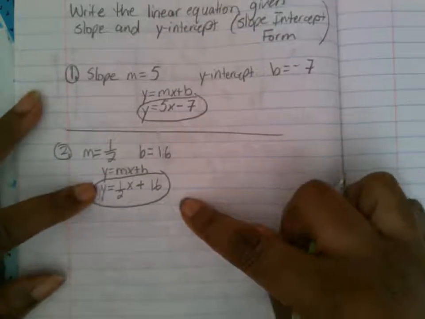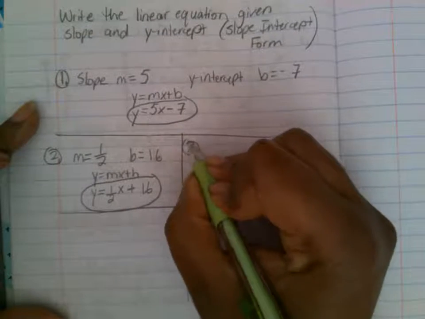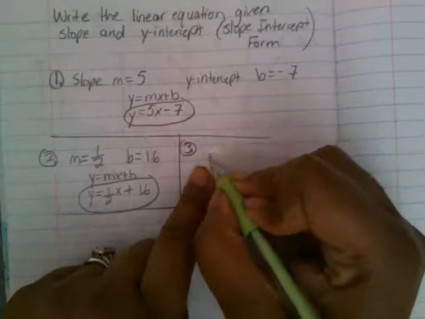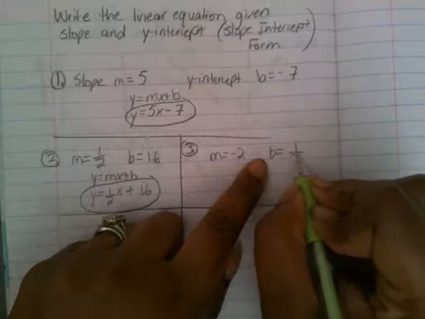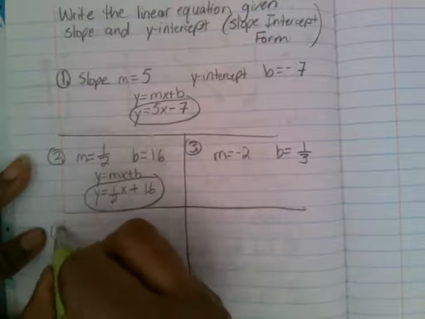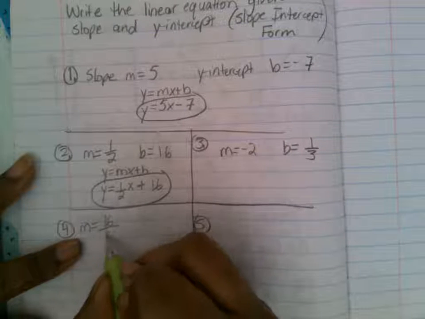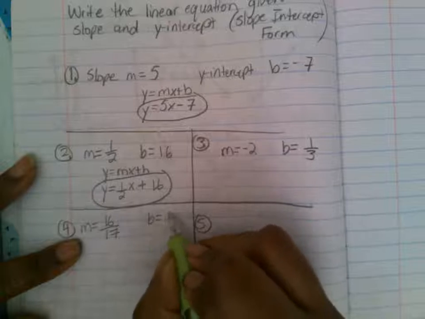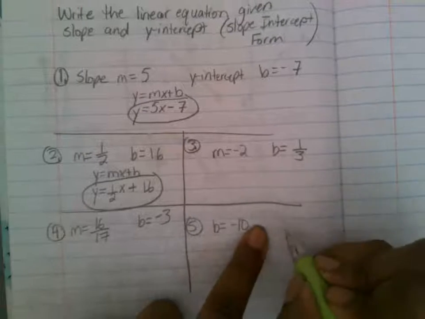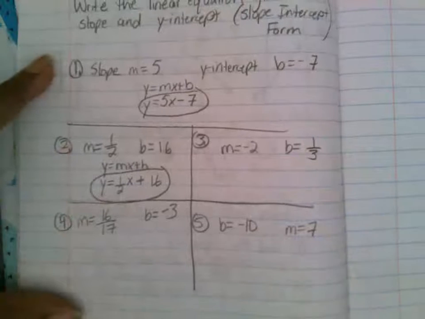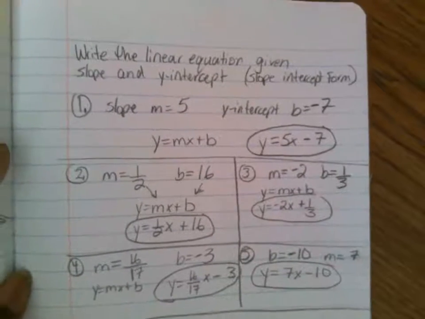This is the equation. See if you can do number 3 on your own. m is equal to -2. b is equal to 1/3. I'm going to do 4 and 5. See if you can try these as well. m is equal to 16 over 17. b is equal to a negative 3. For number 5, let's do b is equal to a negative 10, and m is equal to 7. Now I'm going to pause for the calls here. See if you can do these on your own. Okay, these are the answers.